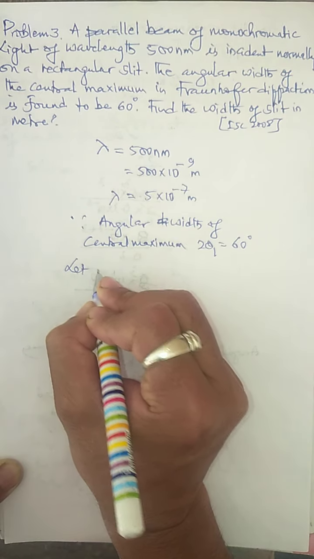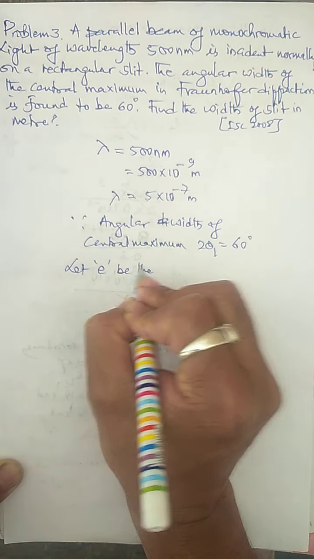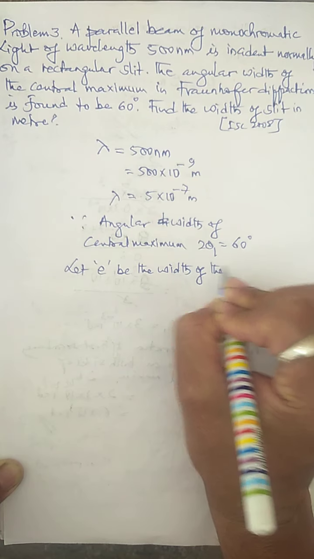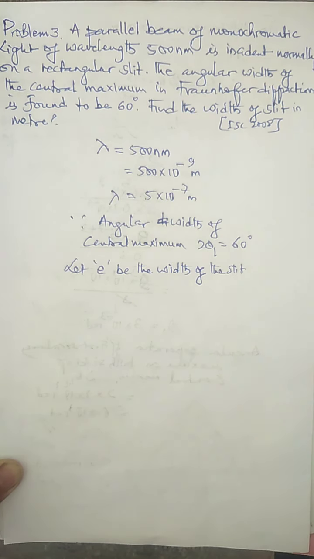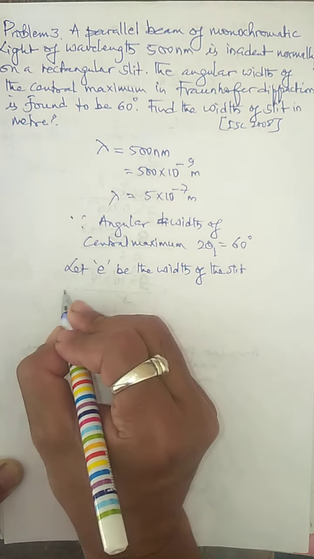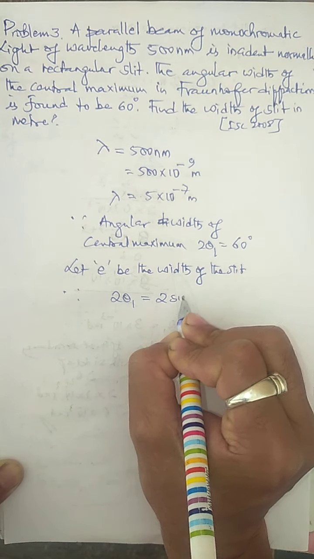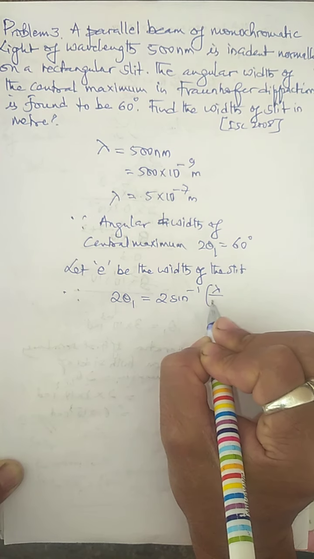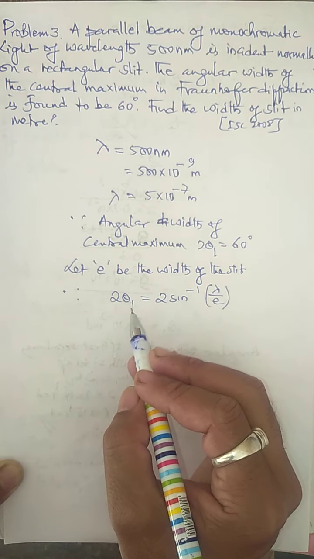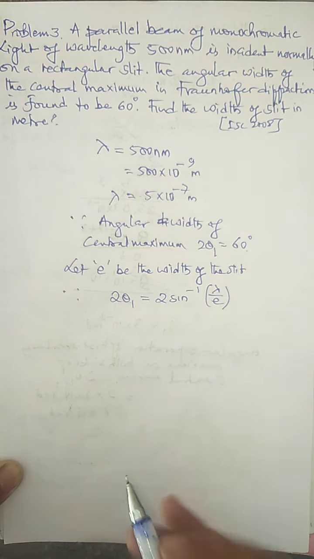And children, you know the width of the slit we basically symbolize as e. So we write, let e be the width of the slit. If e is the width of this rectangular slit, then we can use the formula for the angular width of the central maximum. The formula is 2 theta 1 equals 2 sine inverse lambda by e. This formula measures the angular width of the central maximum, and it gives the angle in degree. That's why we use this formula.